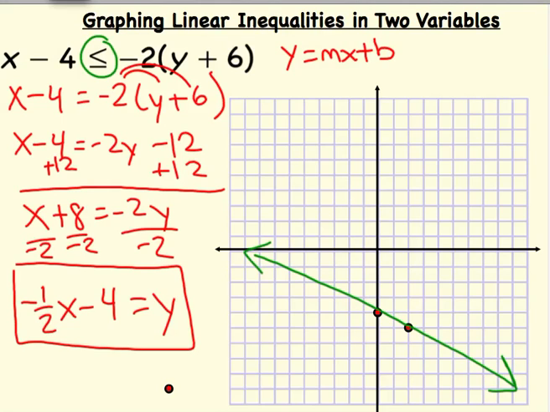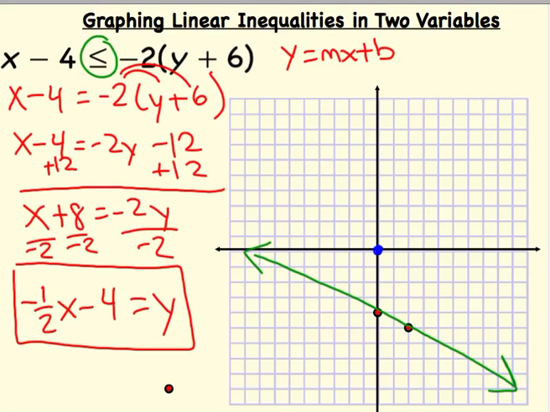So step 1, graph the line. Step 2 is to pick a test point. This line does not go through the origin, so the origin would be a good test point. So again, the logic behind this is this. If this test point turns out to be true, then I'm going to shade on the side of the line that the test point lies. If it's false, I'm going to shade on the other side.